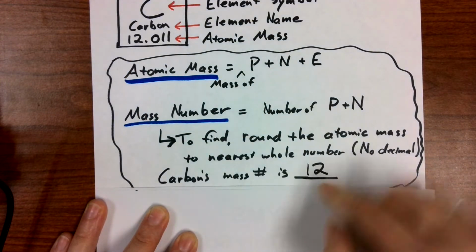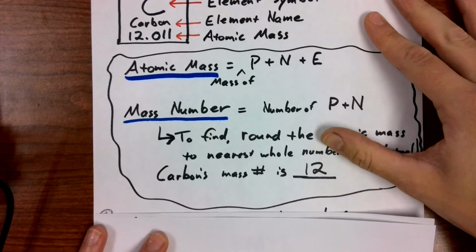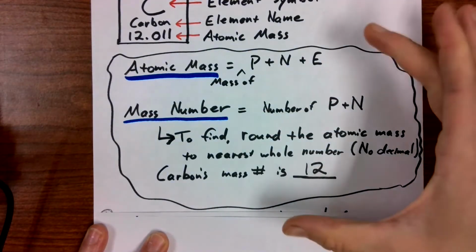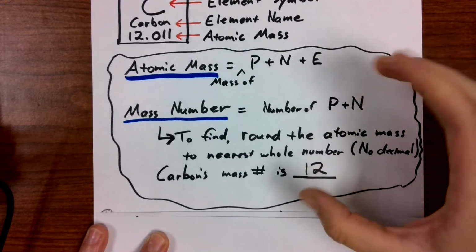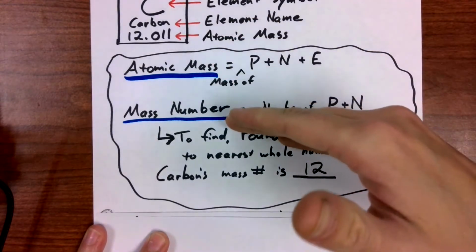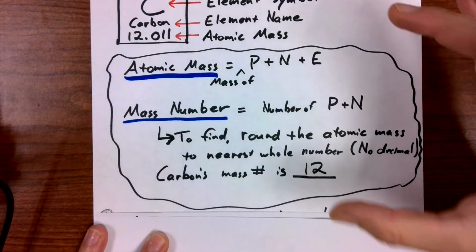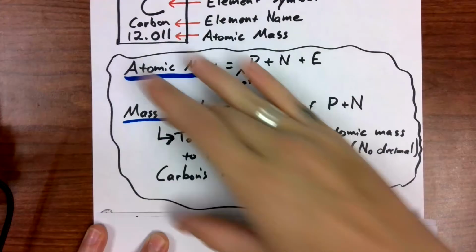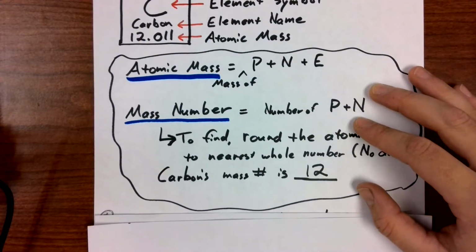So 12. Now you'll notice in my notes I put these 2 things in a little squiggly box. I want you to group those somehow to tell you that these ideas belong together. The atomic mass and the mass number are ideas that are related and that students often get kind of mixed up and confused. So I would group them so that they kind of stick together in your notes.